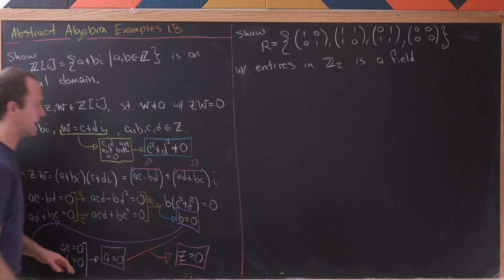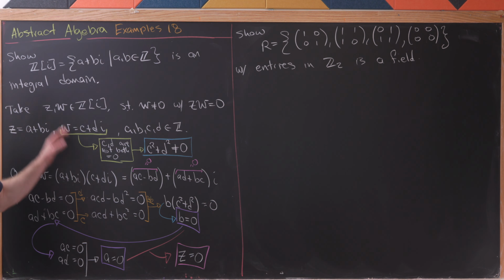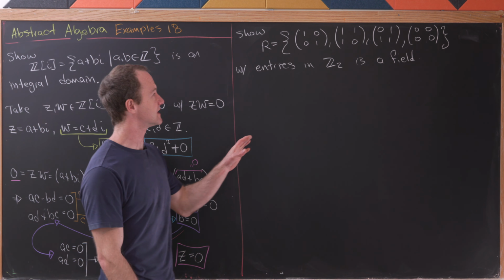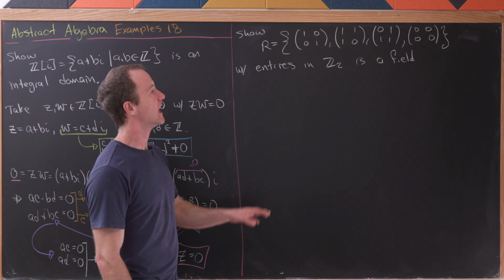But look at what we had. We had the product of Z and W is 0, where W is not 0, and that implied that Z was equal to 0, but that's exactly the condition for Z adjoin I, or the Gaussian integers, to be an integral domain.